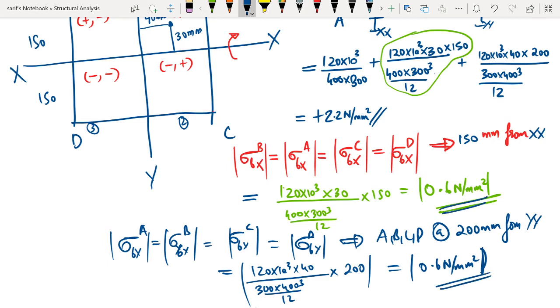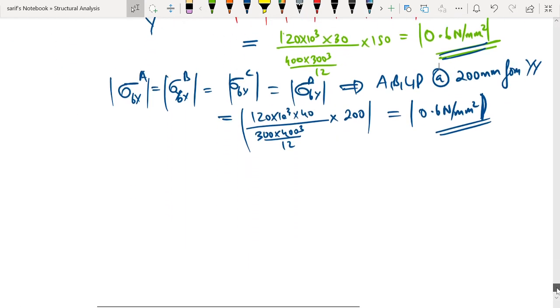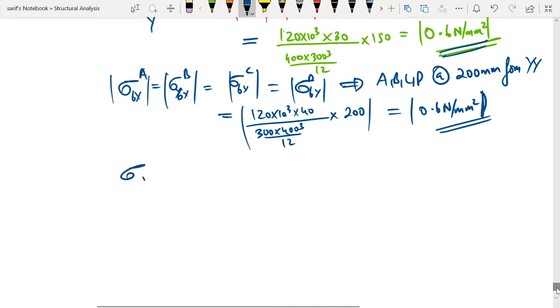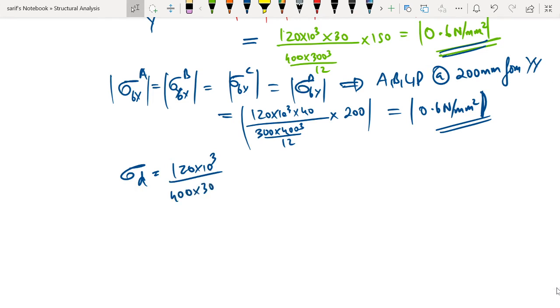So now we have the magnitude of the stress, and as you know, the direct stress value, if you calculate the sigma d value, it is 120 into 10 raised to 3 divided by 400 into 300. We will get this as 1 Newton per mm square.